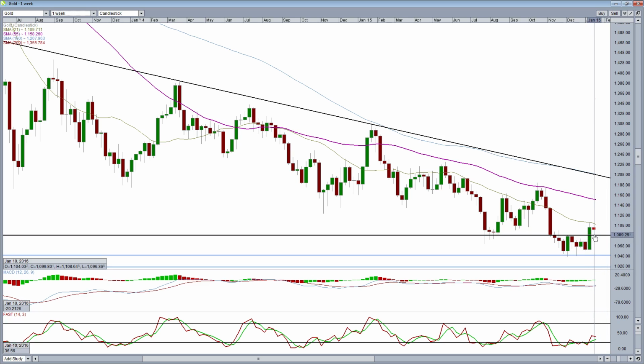But right now we've seen 1090, 1100 actually broken, but we've also seen a close above. Again, look at that, it's a very bullish looking candle. What's more is, aside from closing above $1,100, which in my view is quite bullish, it's a prior level of support.